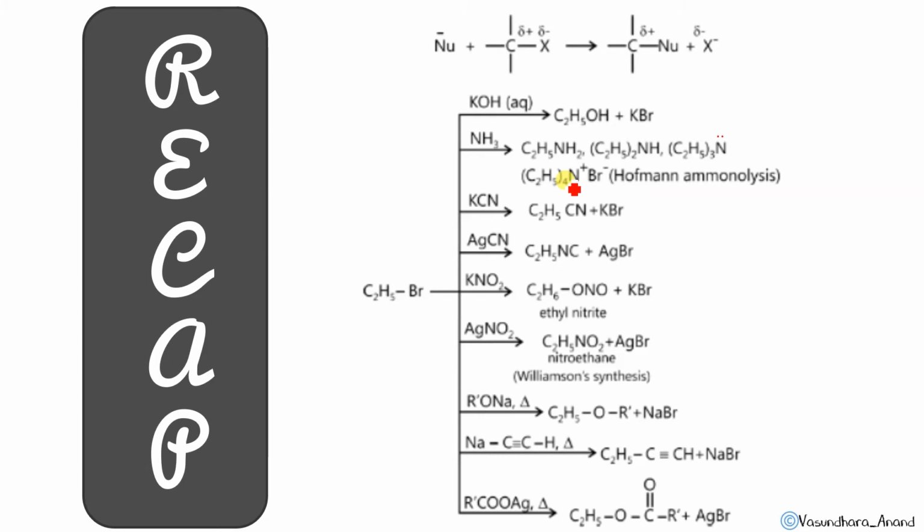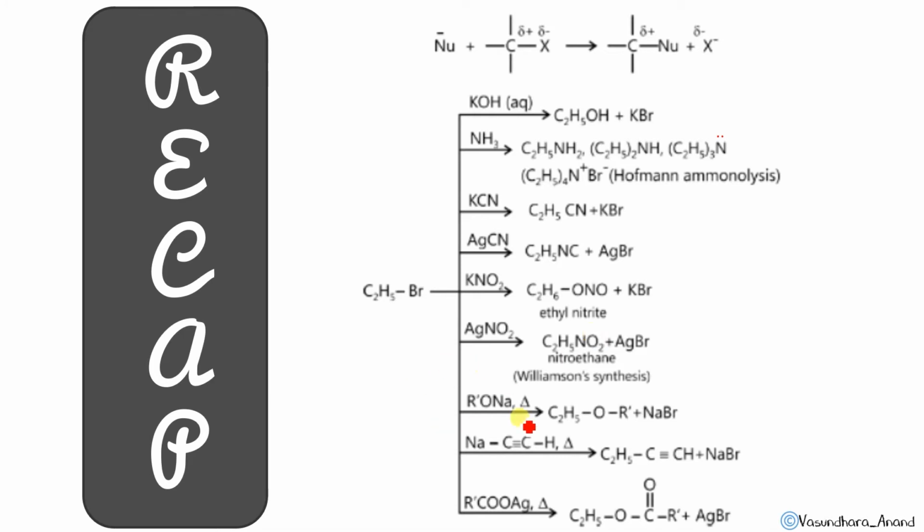And this reaction is known as Hofmann ammonolysis. If it reacts with KCN, it will give you C2H5CN, but if it reacts with AgCN, it will give you NC, isocyanide. If it reacts with KNO2, it will give you nitrite, but if it reacts with AgNO2, it will give you nitro. That we have already discussed, so it's a simple recap.